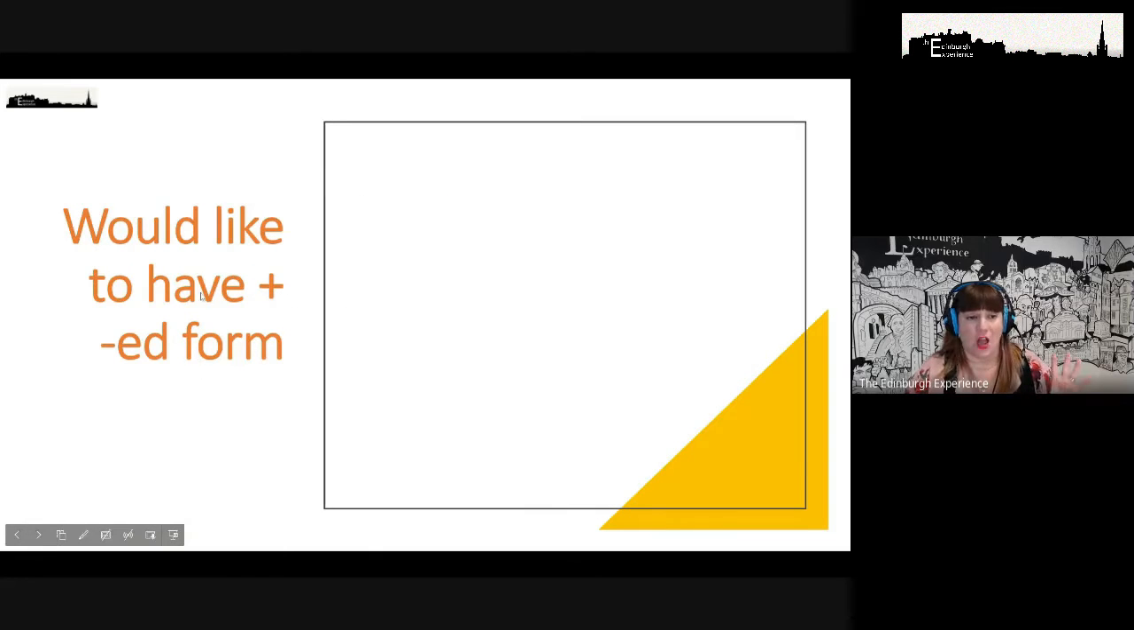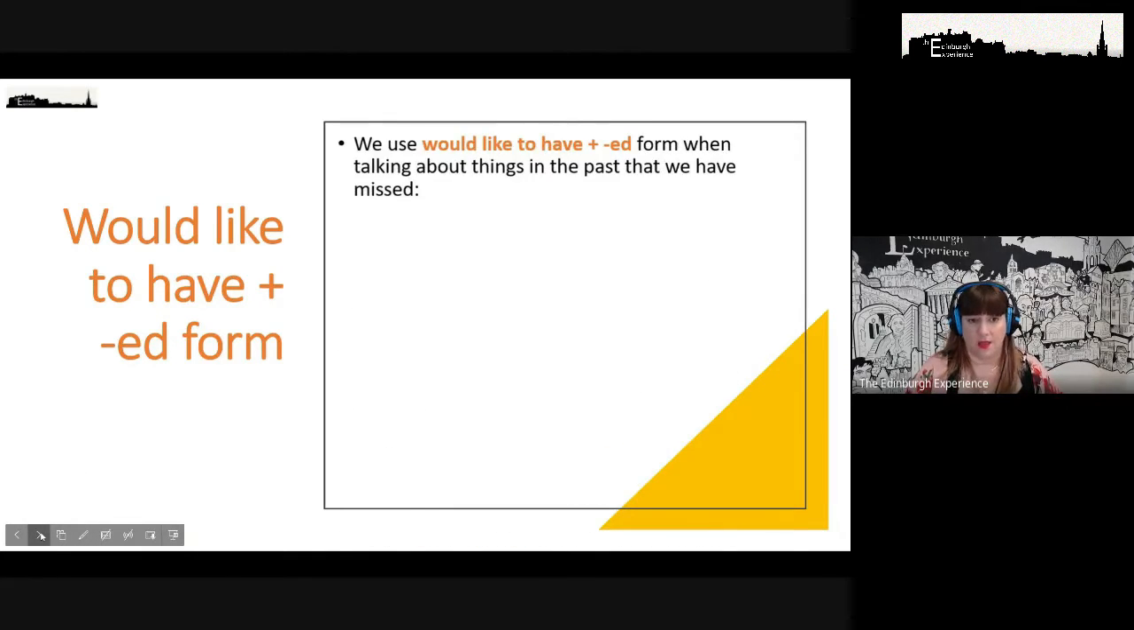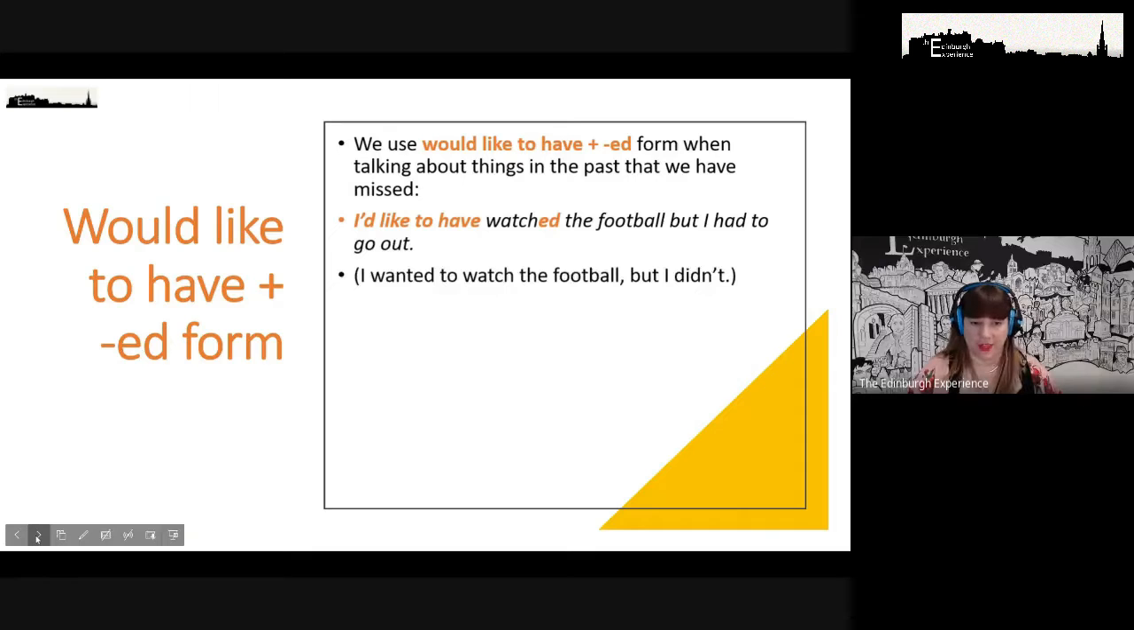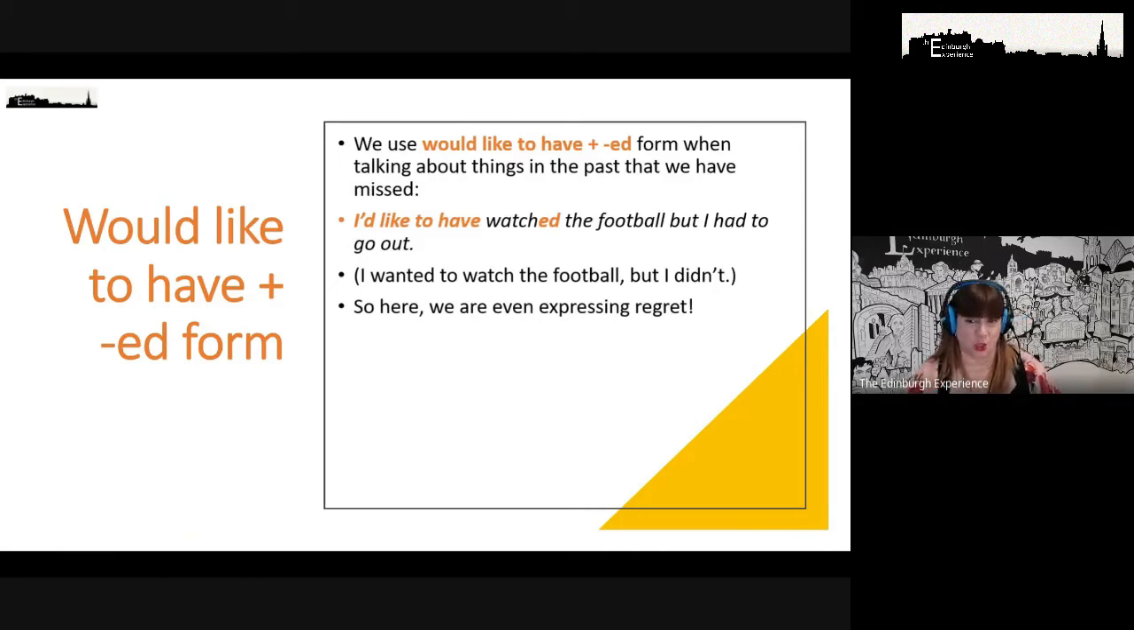Okay. You'll also see it quite often used, guys, with would like to have plus a participle, like this. Yeah. For example, I'd like to have watched the football, but I had to go out. And when we're using it in this structure, then we're talking about things that happened in the past that we missed out on. Okay. So if you think about the pragmatics of that, we're kind of expressing regret with this structure, right? So if I say I'd like to have watched the football, but I had to go out, I wanted to do it, but I didn't. Yeah, so I have a bit of regret about that.